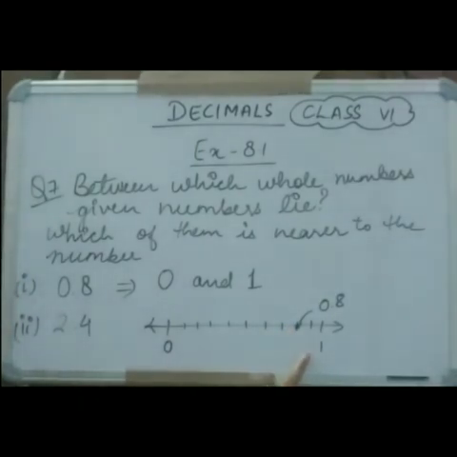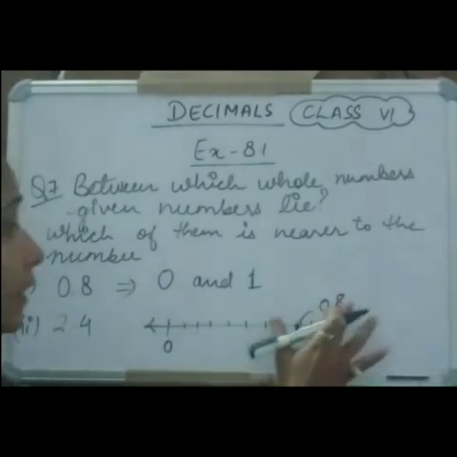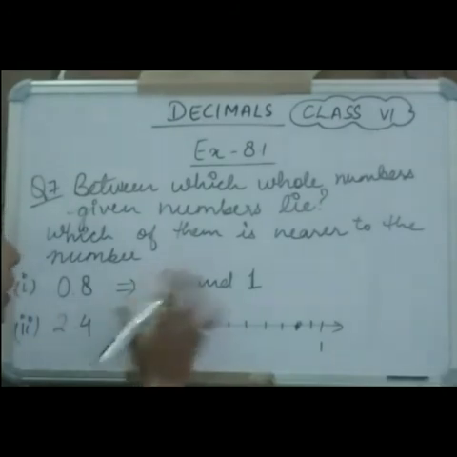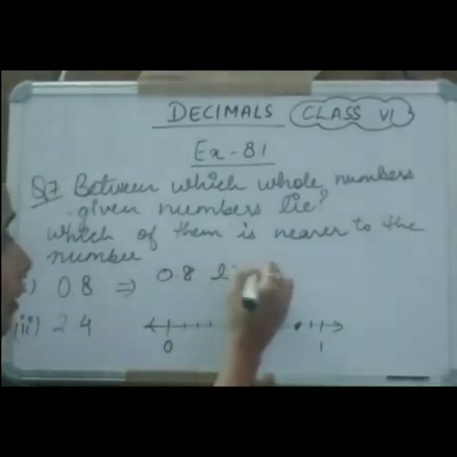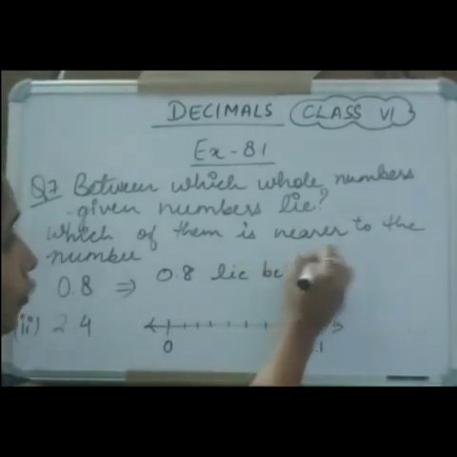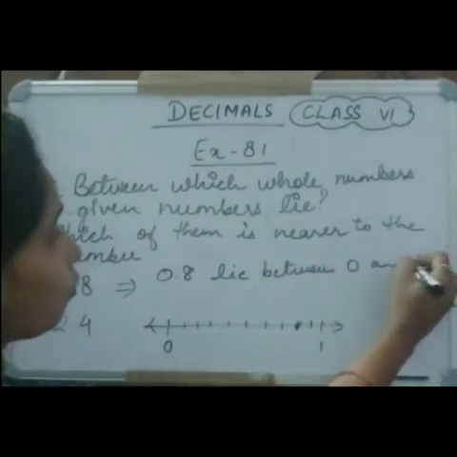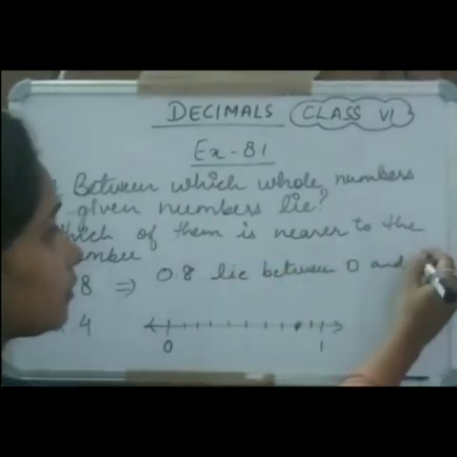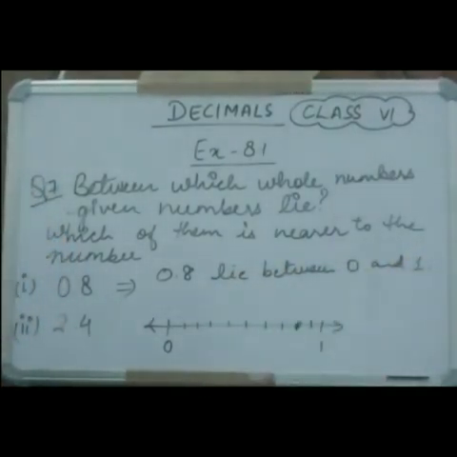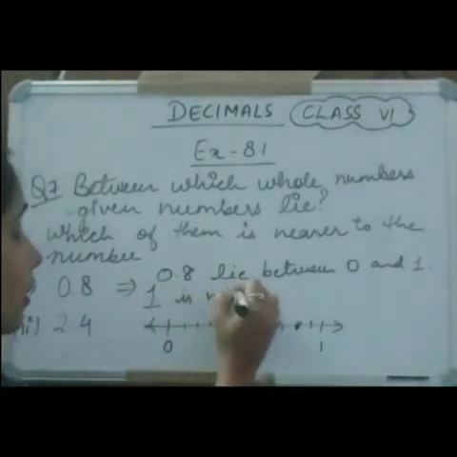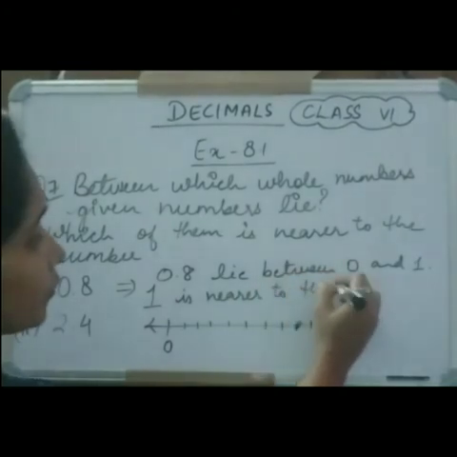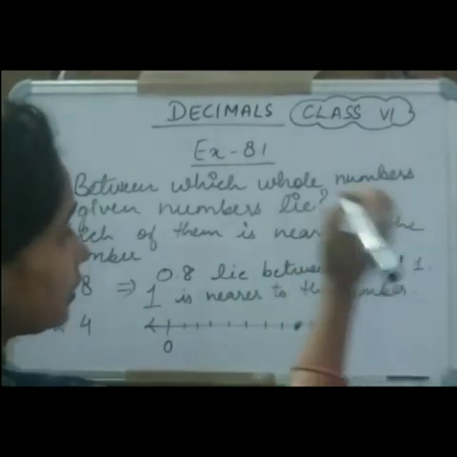And which number is nearer to this 0.8? 1 is nearer to it. Yes, 1 is coming nearer to it. So what will you write? We will write that 0.8 lies between 0 and 1, and which of these whole numbers is nearer to the number? 1 is nearer to the number. This is the answer.